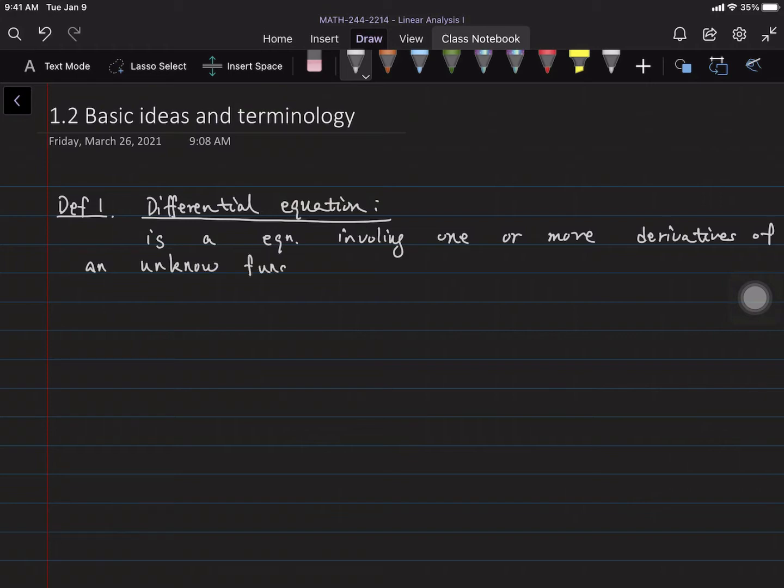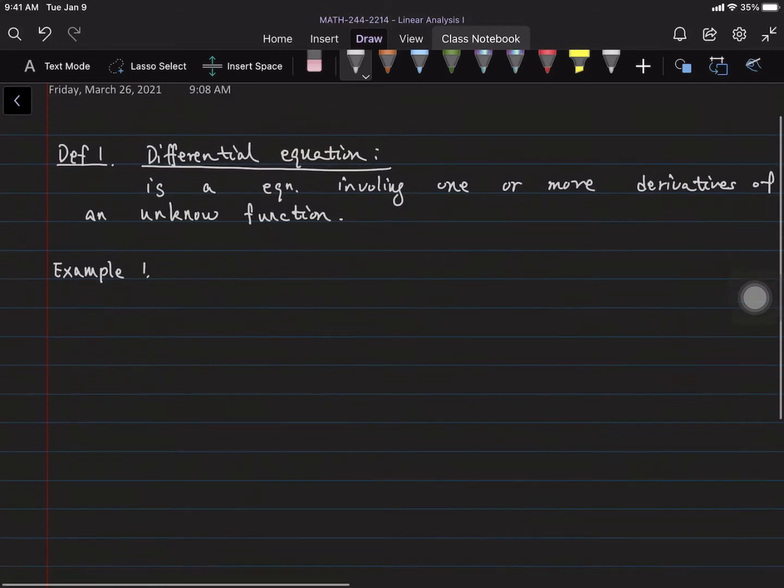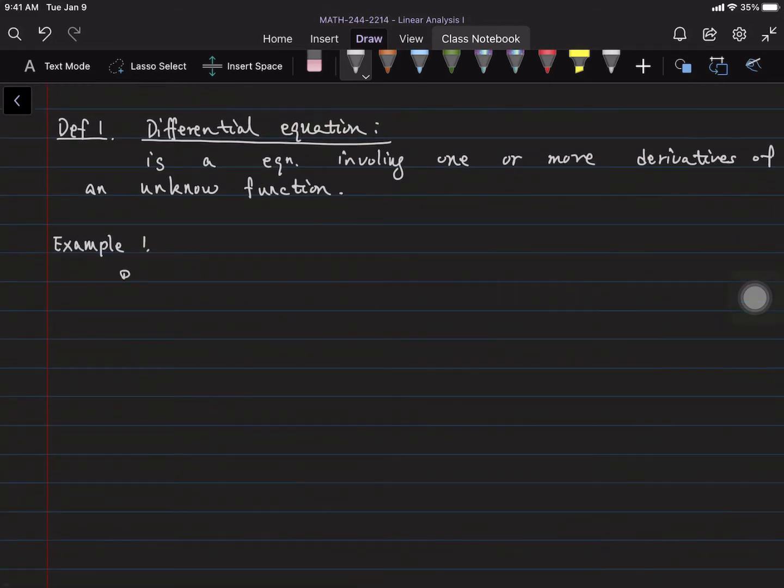So usually we say the function is y equals f(x), and let's see some examples. Example 1. Here I'm going to give you several examples of differential equations. Let's take a look at the first one: dy/dx plus y equals x squared. We have the derivative and we have the function y in the equation. Sometimes we can also write the equation this way: y prime plus y equals x squared. This is just another notation, right?